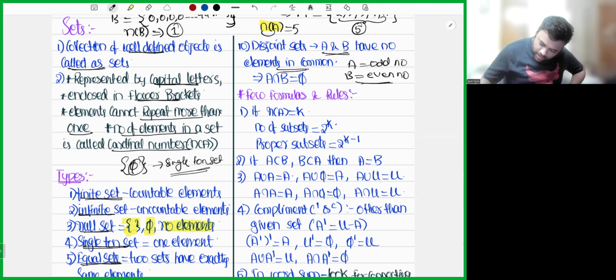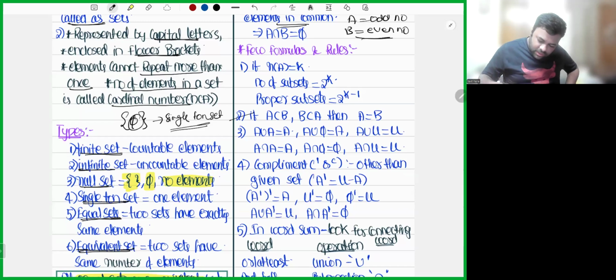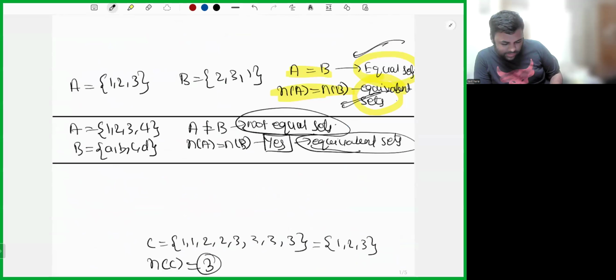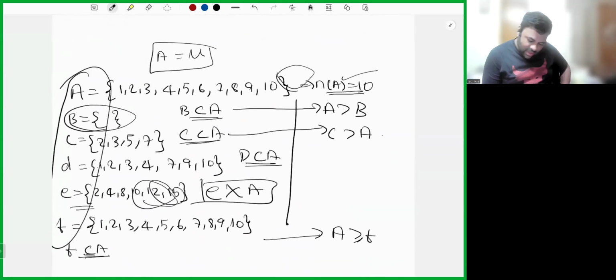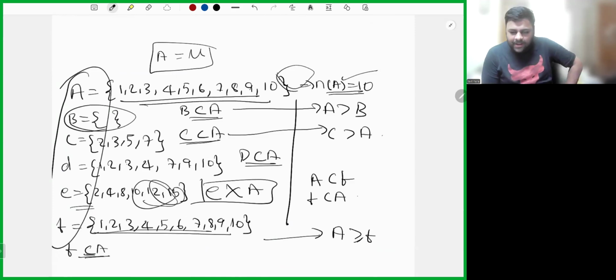Next. I am telling A is a subset of B and B is a subset of A. Then obviously A and B will be equal sets, right? See here. I can say A is a subset of F, and I can say F is a subset of A also, because it can have a few elements or all the elements. So A and F should obviously be equal sets. Then only A will be a subset of F and F will be a subset of A.